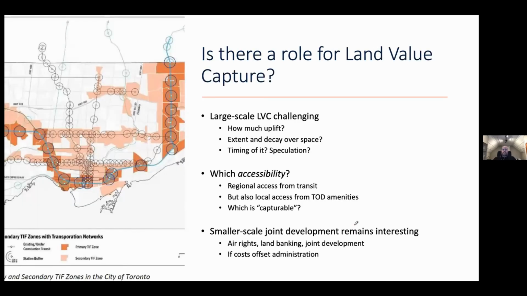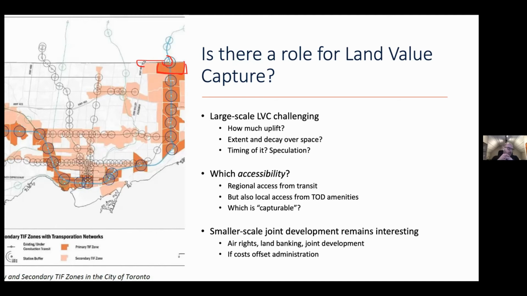But to return to land value capture in that sense, to me, this makes large-scale land value capture schemes challenging. For example, the large area tax increment financing zones that were proposed alongside the Smart Track project, where we could put large tax increment financing zones around potential transit stations, but they're defined in this case by polygon areas.